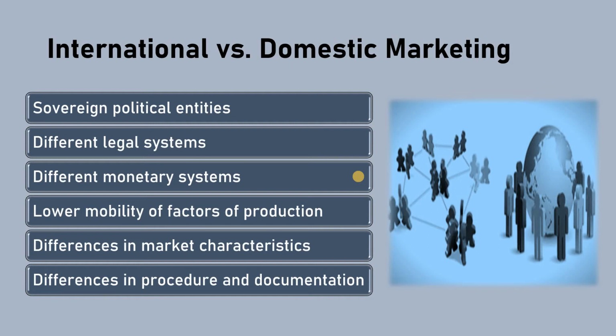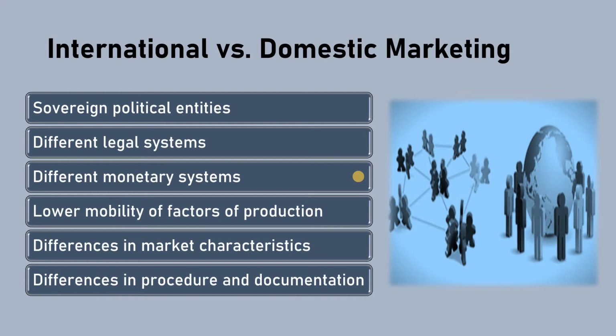So when we are into international markets, this monetary system, the disparity in exchange rates, all these things make things quite complex. Then another factor which differentiates the international versus the domestic markets is the lower mobility of factors of production. Now, what is that? The mobility of different factors of production is less between nations than within the country. Within the country, there is more mobility of factors of production, but between countries, the mobility of factors of production is quite lower.